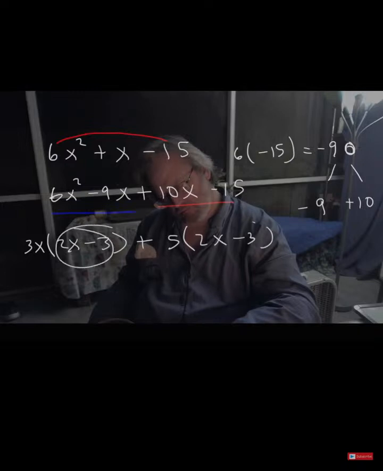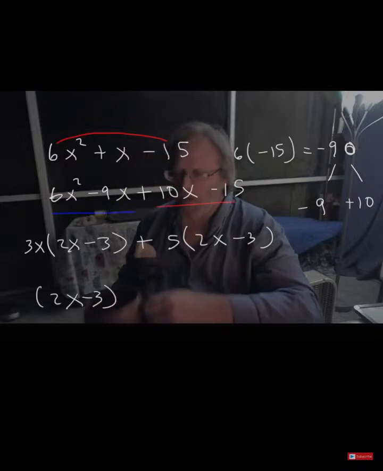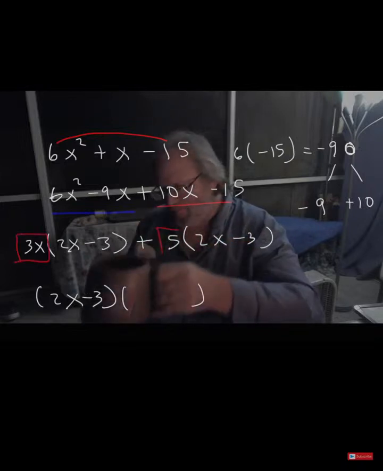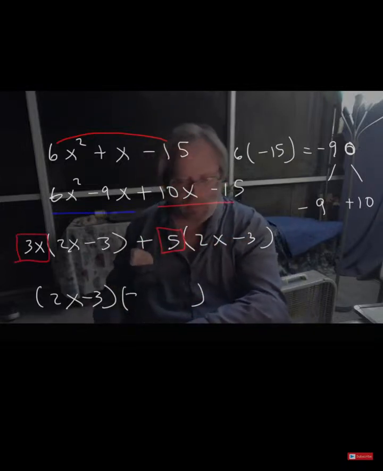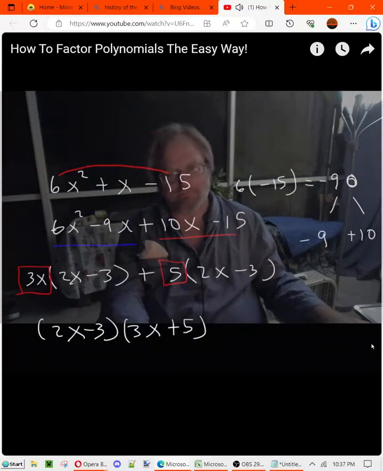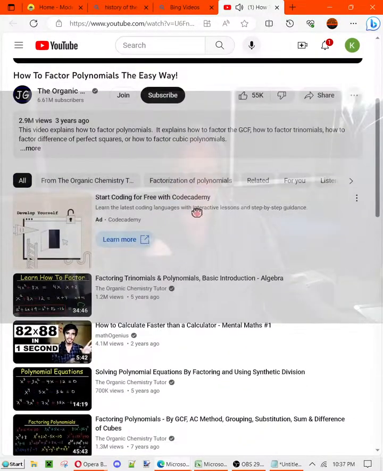So now we're going to factor out 2x minus 3. So in the next step, you could just write it once. And then what you see here is going to go inside of the next parentheses. So that's going to be 3x plus 5. And so that's how you can factor a trinomial where the leading coefficient is not 1 and when you can't take out the GCF.